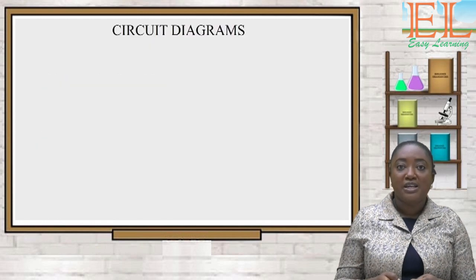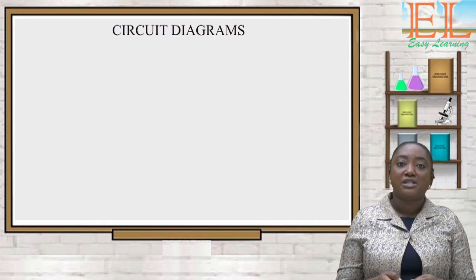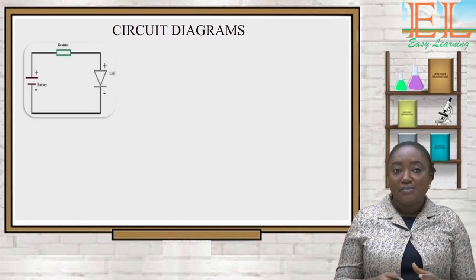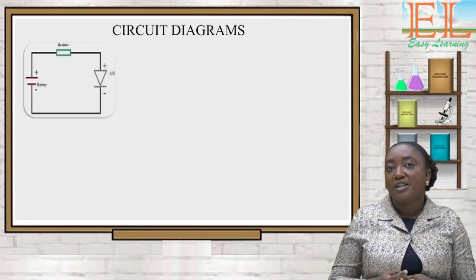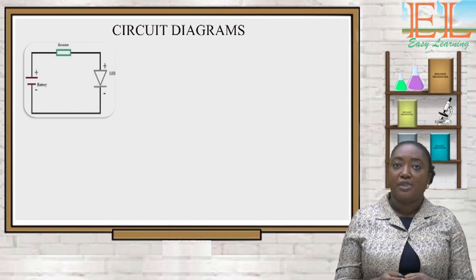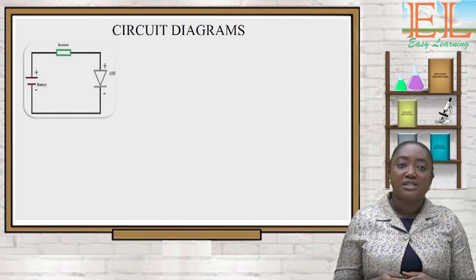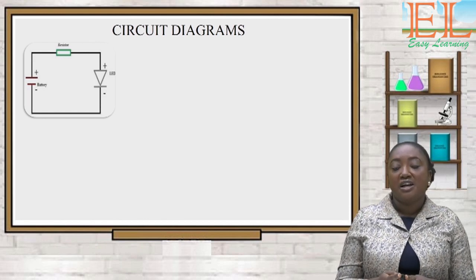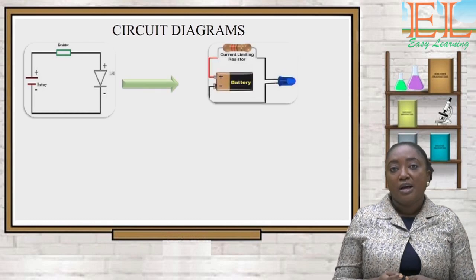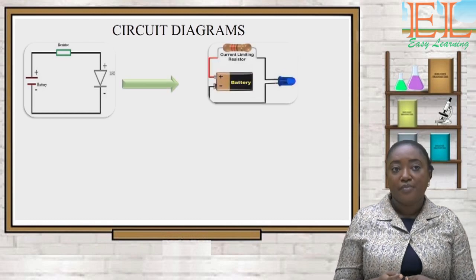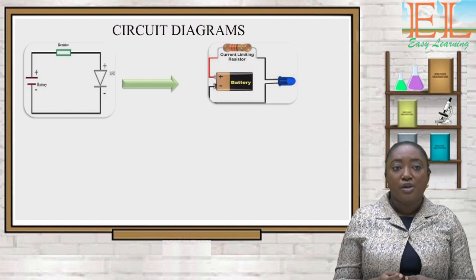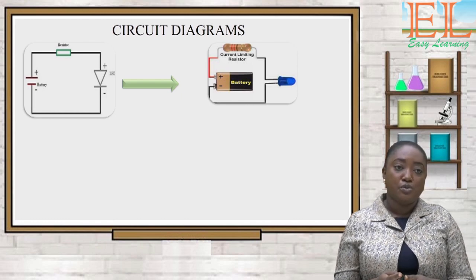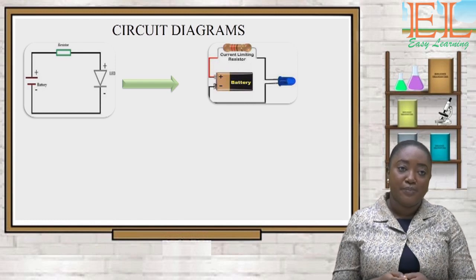Now let's begin by learning to interpret our circuit diagram. This is a typical circuit diagram you would find in your science textbooks. How do we translate this circuit diagram into the real diagrams that we see in our everyday electronic experiments? To start off, you have to pick a starting point. In this case, we would want to pick our battery as our starting point.